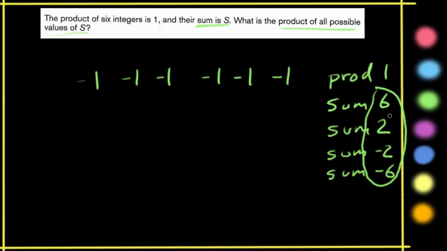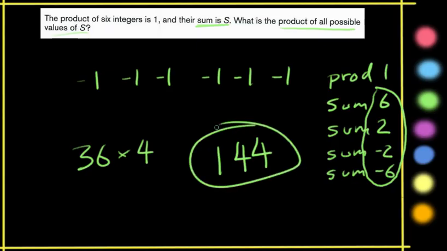So let's see, 6 times negative 6 will be 36. And then 2 times negative 2 will be 4. So we have 36 times 4, which gives us 144. So that is our final answer on this one. Okay, they're getting harder as we go.